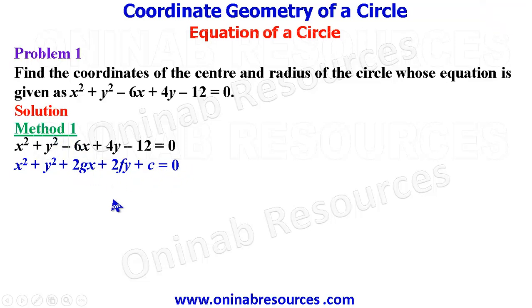So we now extract our g first before we get our a and then r, based on the existing relations. So we have our g. The coefficient here is negative 6, and our coefficient here is 2g. If you take out g, we'll be left with 2. So negative 6 divided by 2 gives negative 3. Then for our f, here we have the coefficient of y to be 4, and the coefficient of y here is 2f. So we are dividing this 4 by 2 to give us 2. And here our c is negative 12.